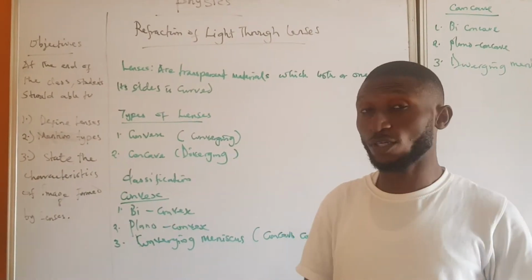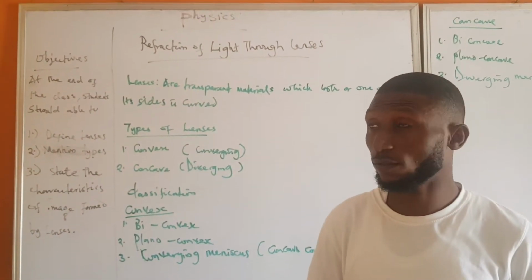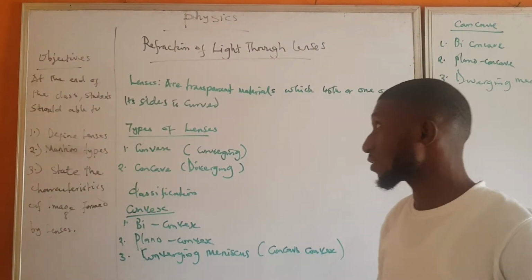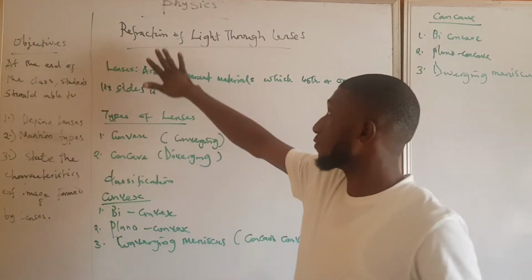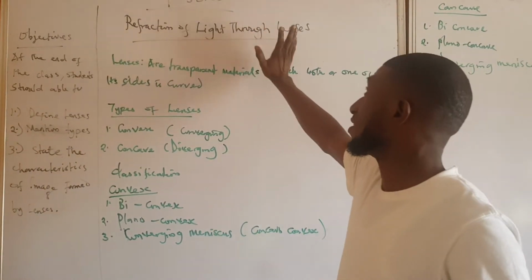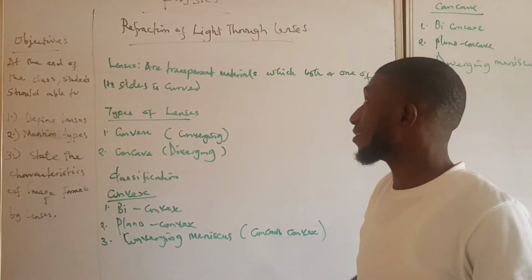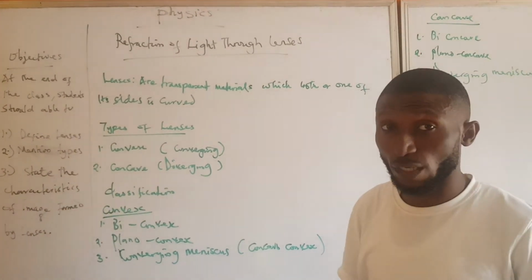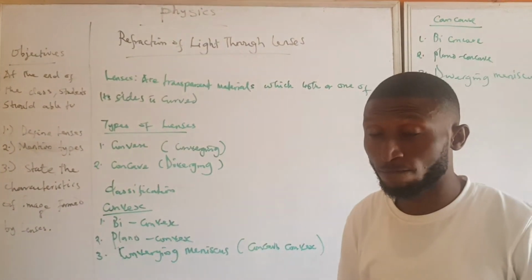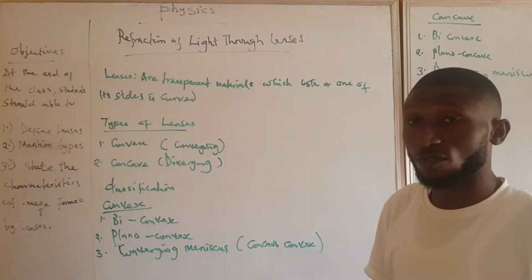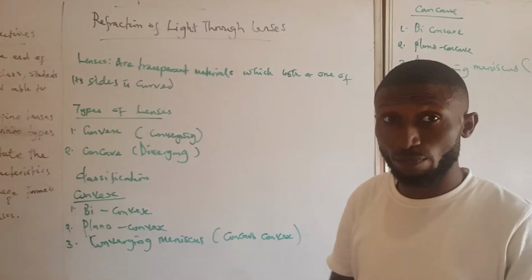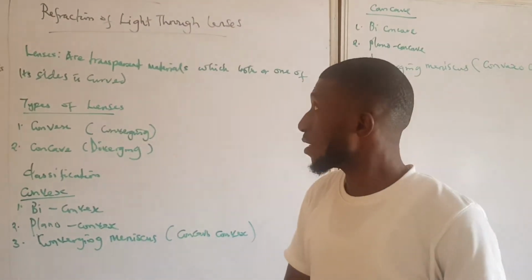Good day viewers. In today's video we are going to talk about refraction of light through lenses. First of all, we need to know the meaning of refraction, light and lenses itself. Refraction is just the bending of a ray of light when it passes from one medium to another. This is the deviation, or the change in speed, of a ray of light when it passes from one medium to another.